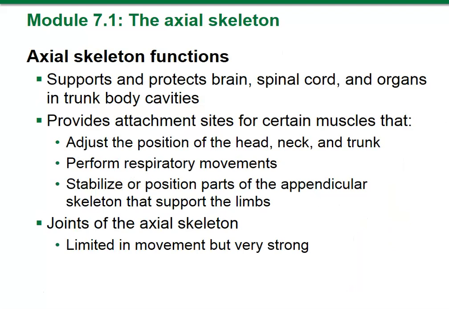So some of the functions of the axial skeleton: supports and protects your brain, also protects your spinal cord and the organs in the trunk body cavities. They are also attachment sites for muscles, like in adjusting the position of your head, neck, and trunk. Also, it helps with respiratory movement.